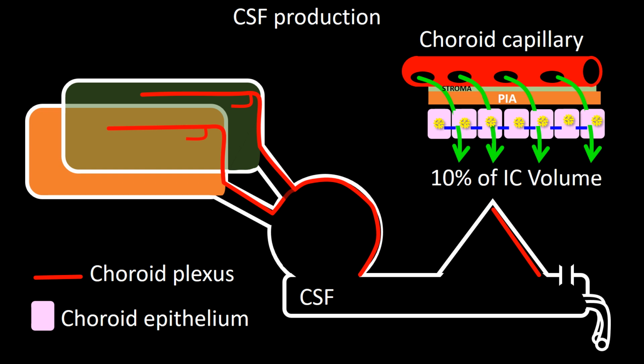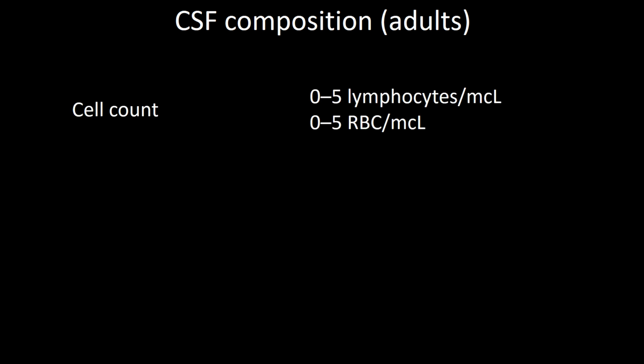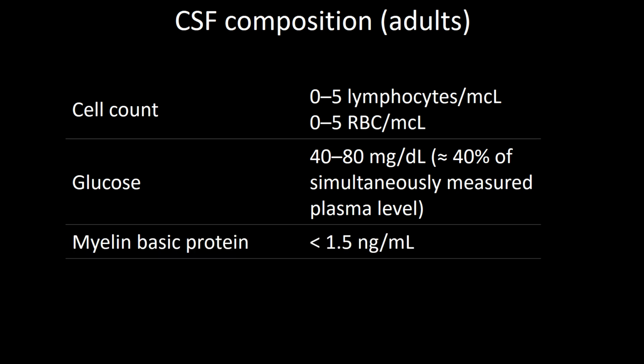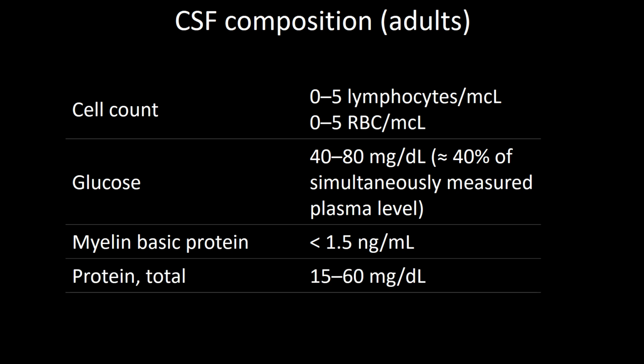The CSF constitutes about 10% of the intracranial volume. In adults, normal CSF has less than 5 lymphocytes or red cells per microliter. Glucose is usually 40 to 80 milligrams per deciliter, which is about 40% of the simultaneously measured plasma sugar levels. Myelin basic protein is less than 1.5 nanograms per ml. The total protein is about 15 to 60 milligrams per deciliter.